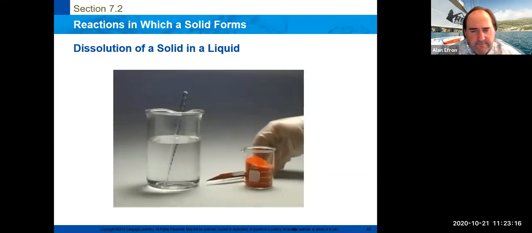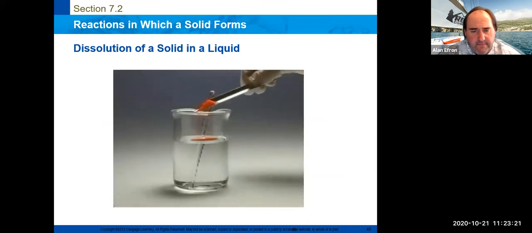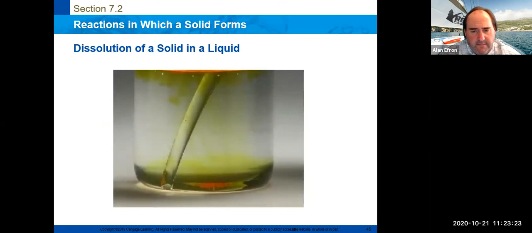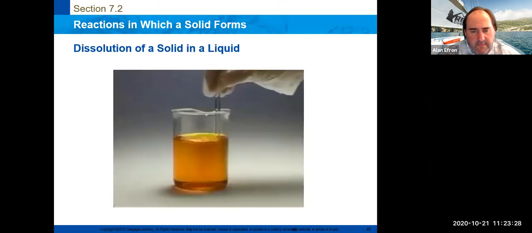A 400 milliliter beaker contains water. A small sample of potassium dichromate is added to the water. The solution is stirred, and all of the solid dissolves.